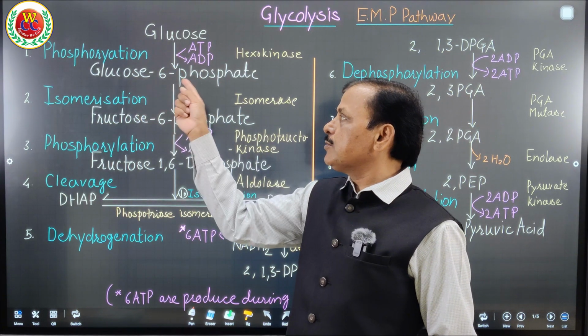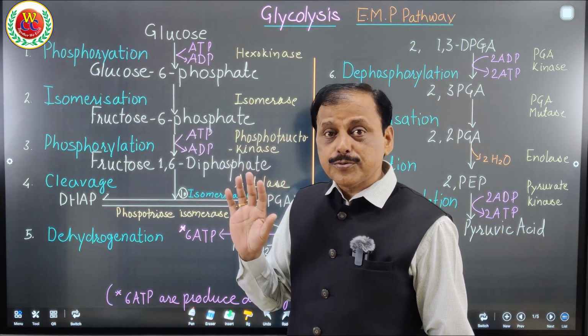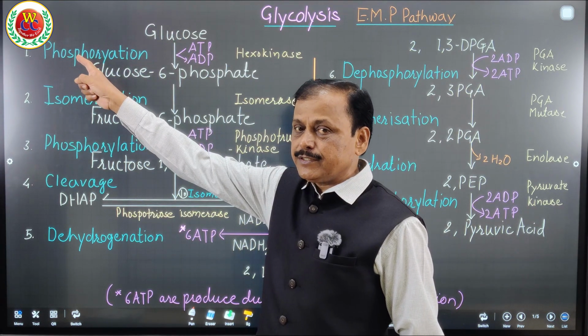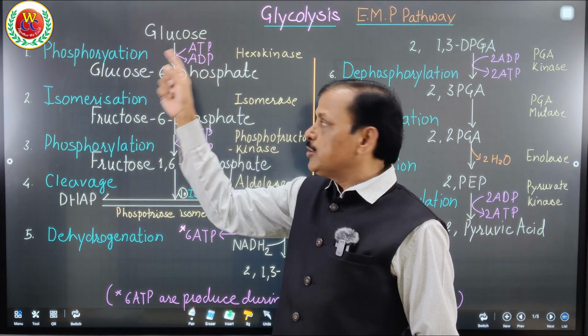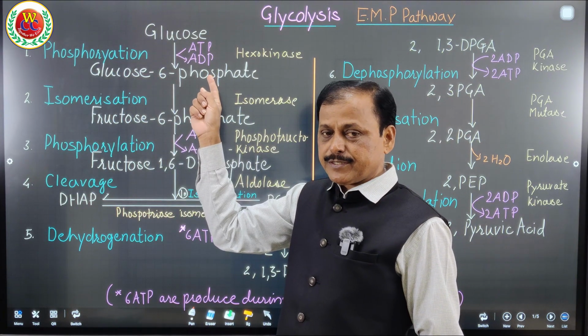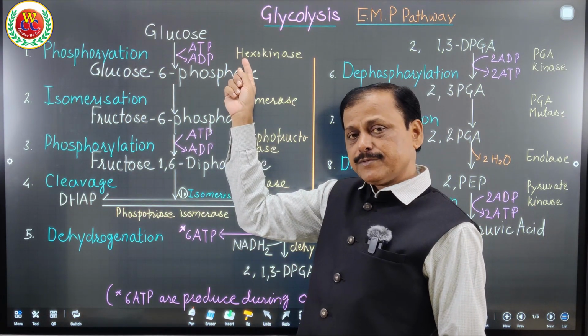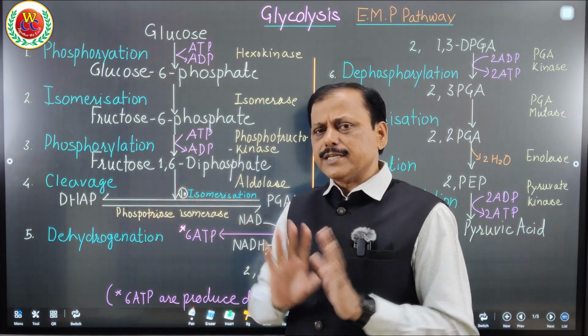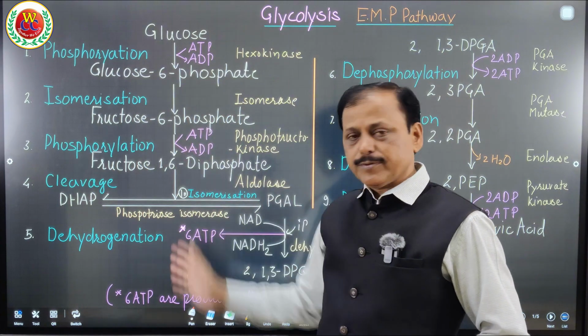Glucose is the substrate, glucose 6-phosphate is the product. How to pronounce it and how to make the sentence: glucose undergoes phosphorylation in the presence of ATP to produce glucose 6-phosphate. Enzyme: hexokinase. This same sentence you have to write as an explanation, which is sufficient. And this pathway you have to know.